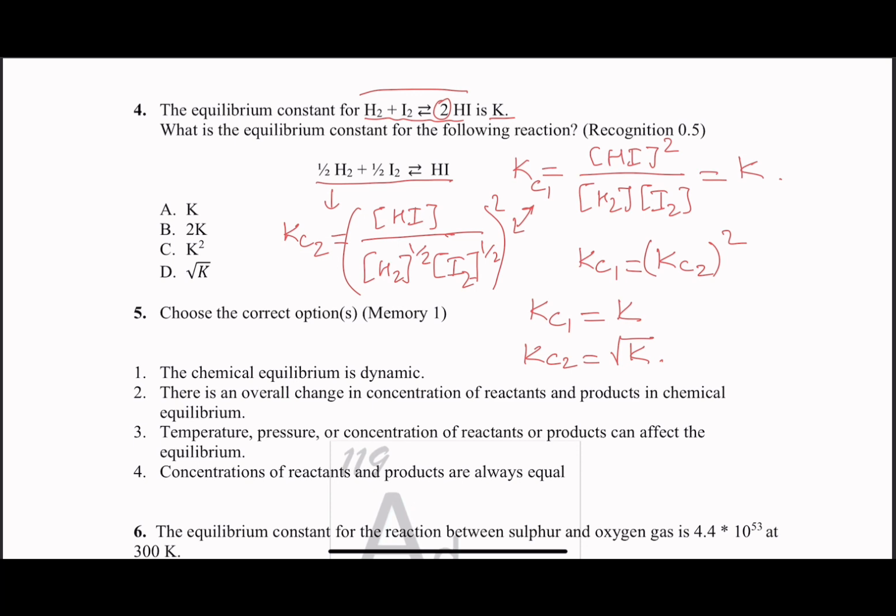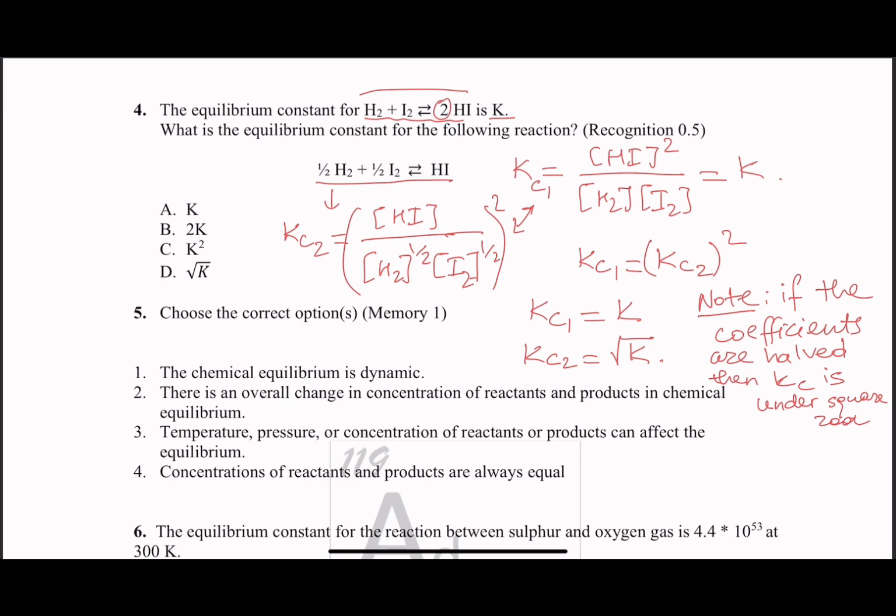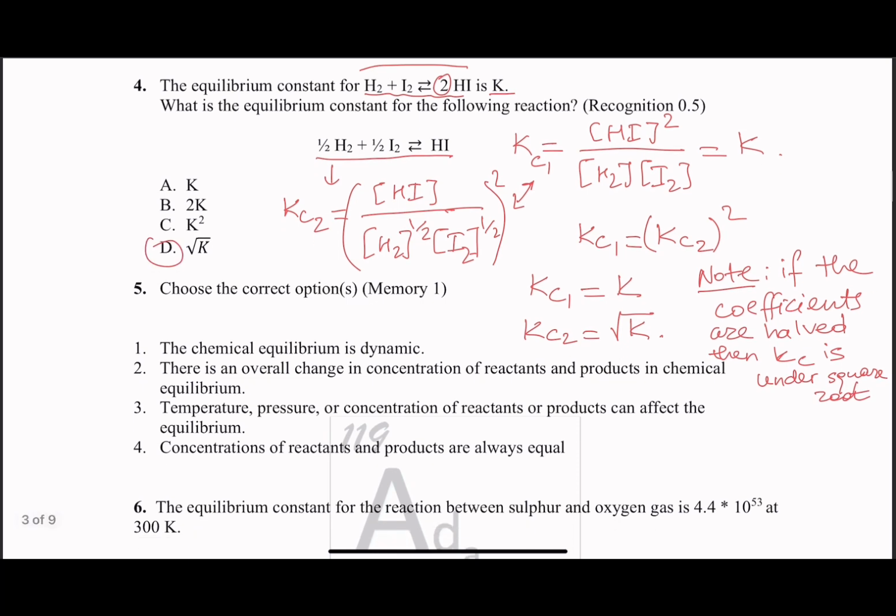As a note and a tip for us, if the coefficients are halved, then Kc is under a square root. Okay? So that's why the answer is going to be D in this case.